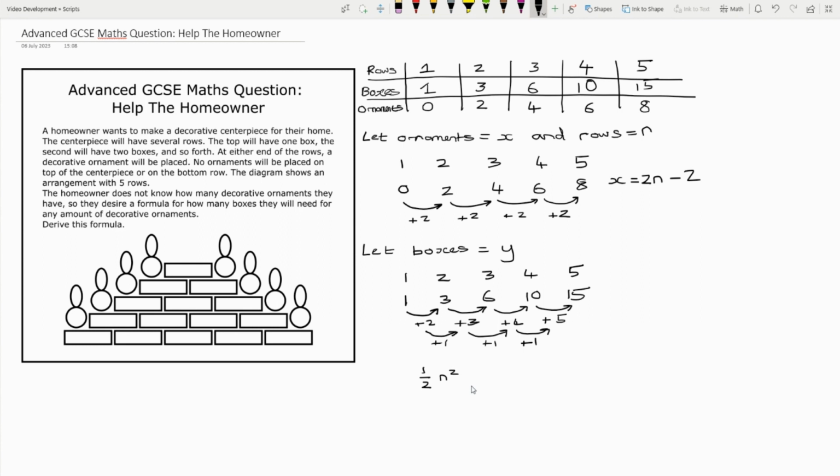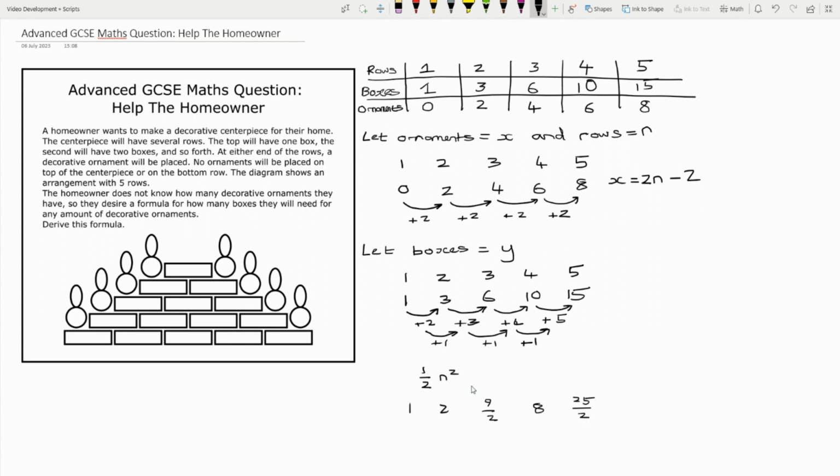We then make a new sequence by putting the number of rows into our half n squared. So the first term will be 1. So 2 squared is 4, times by half is 2. 3 squared is 9, times by half is 4.5, so this will be 9 over 2. 4 squared is 16, times by half is 8. And then 5 squared is 25, divided by 2 will be 25 over 2.